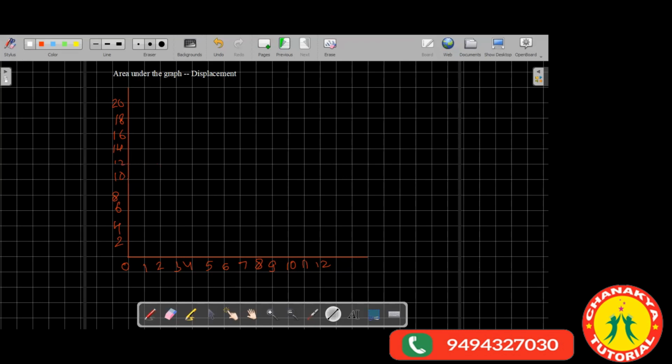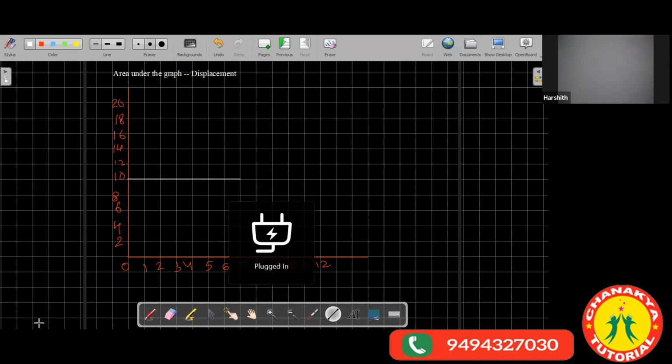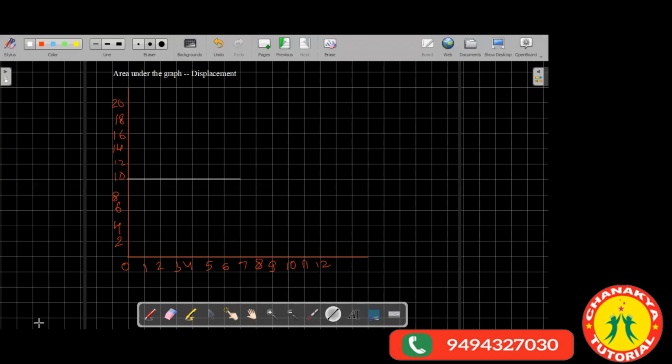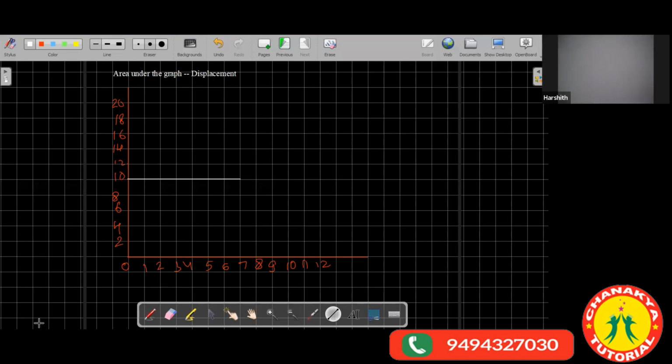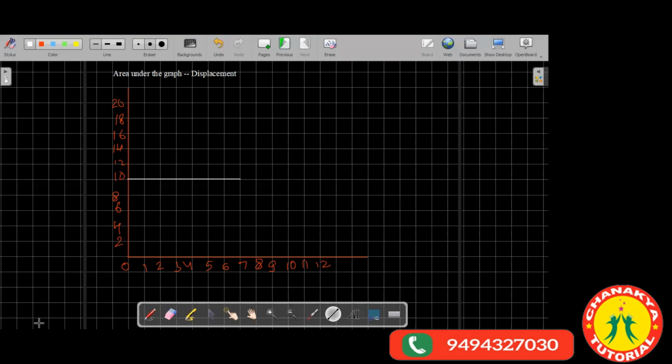Suppose I give you a graph like this. Can you find out the displacement here, using the information given? What will be the displacement? How many of you can find out? Harshit, are you there? Is it 10 meter? No, that's the velocity. This is a velocity time graph.